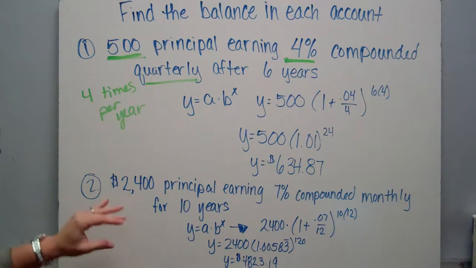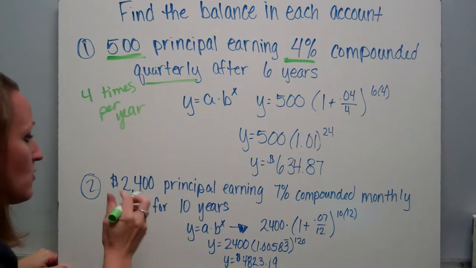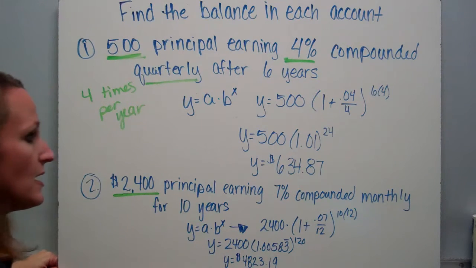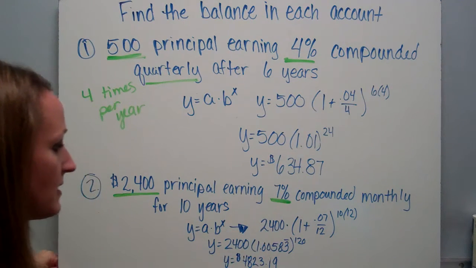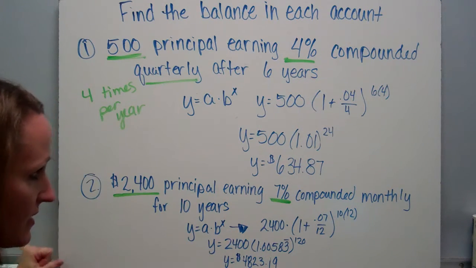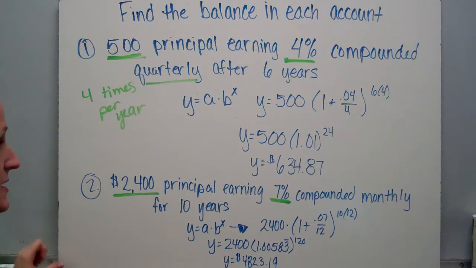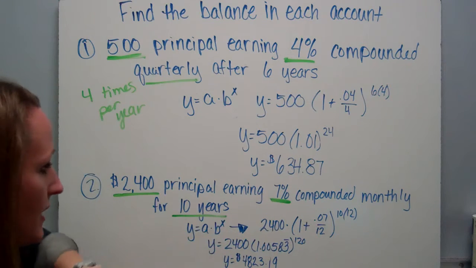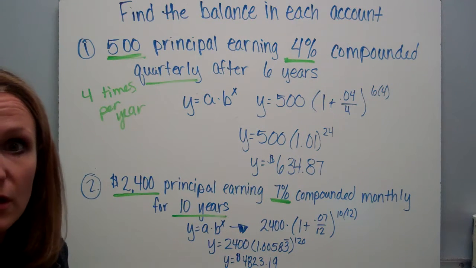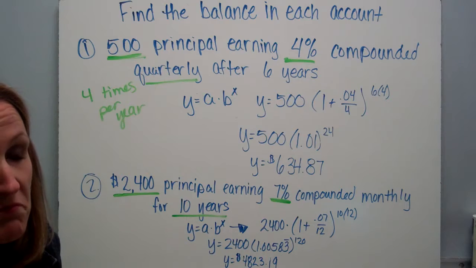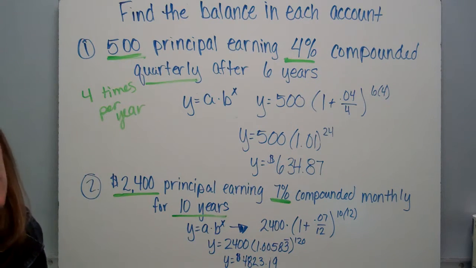All right. What about if I started out with $2,400 and I'm getting 7% and it's going to be compounded monthly for 10 years? So this time, I am earning more, it's being compounded more often, and it's going on for longer. Hopefully you've already said in your brain, well, this time I'm going to make more money.